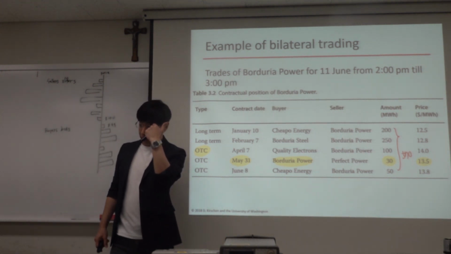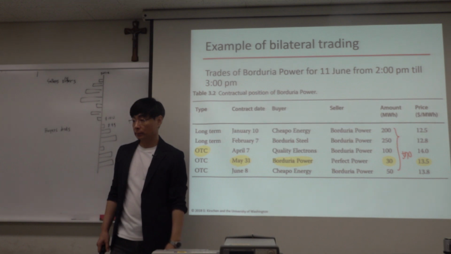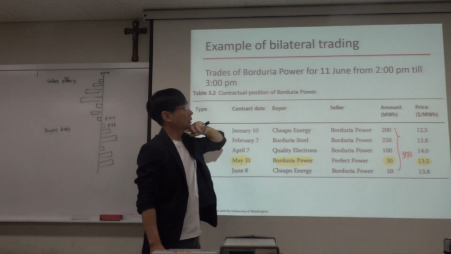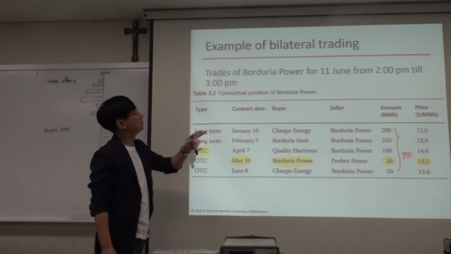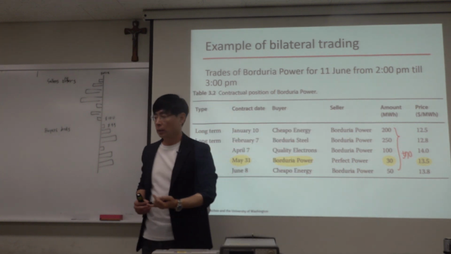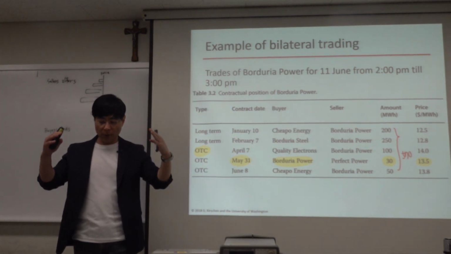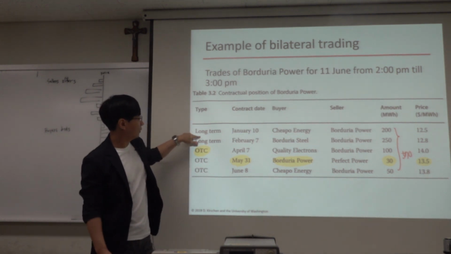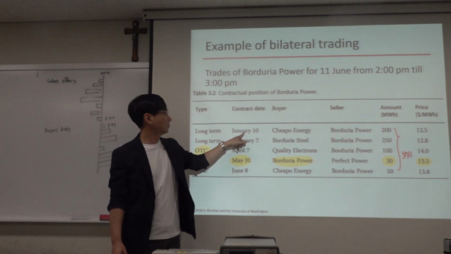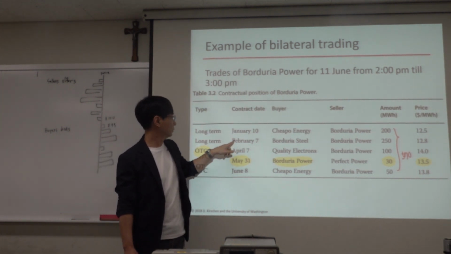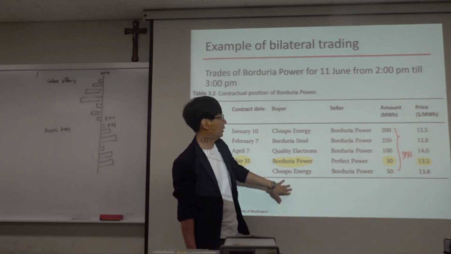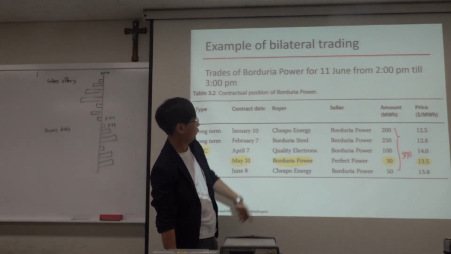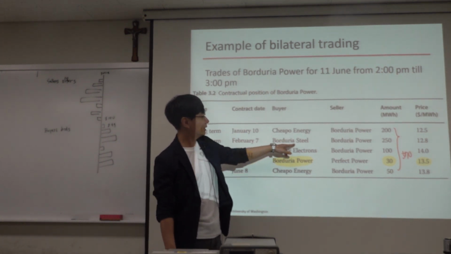So, let's see. June 11th, 2 p.m., for 1 hour. This is the time period we are considering for power exchange, the bilateral trading. And we have 2 long-term contracts that were made in advance, in January and February. So this is the buyer and this is the seller. Bulgaria Power is a seller and the buyer is Ch3 Energy, Bulgaria Steel.